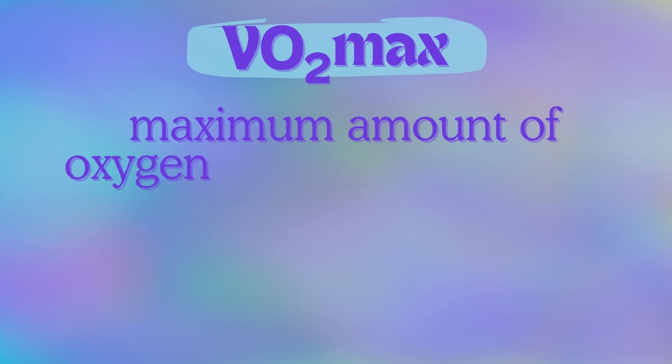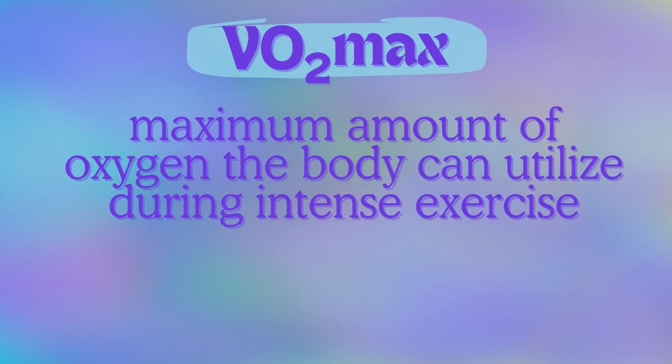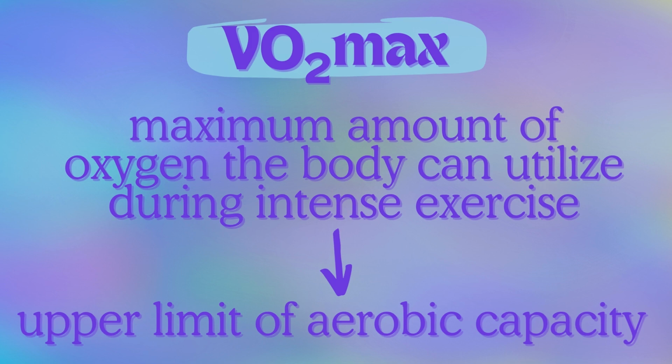VO2 max is a measure of the maximum amount of oxygen your body can utilize during intense exercise, indicating the upper limit of your aerobic capacity. A higher VO2 max means you can sustain more intense efforts aerobically, improving endurance performance. Aerobic training and high-intensity interval training can both help increase your VO2 max, allowing for a greater capacity for oxygen usage during exercise.